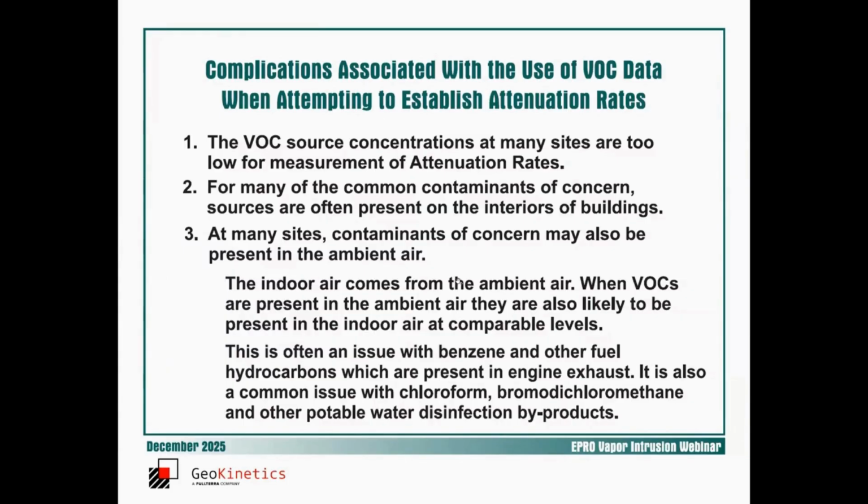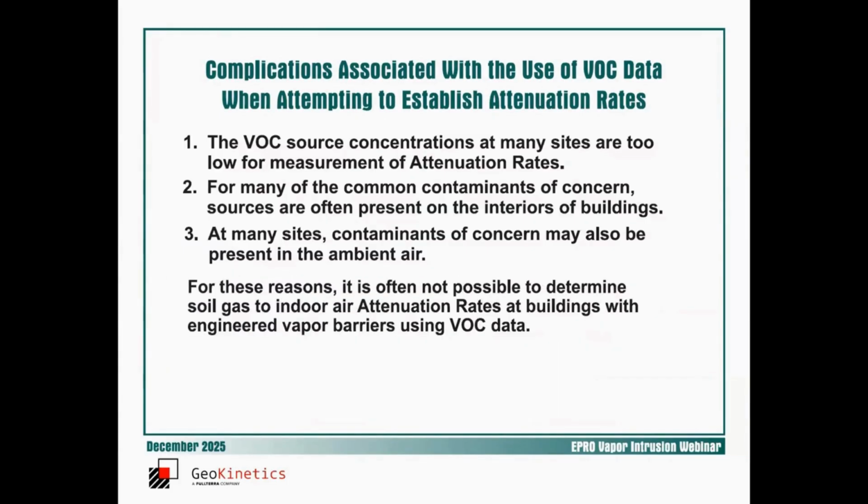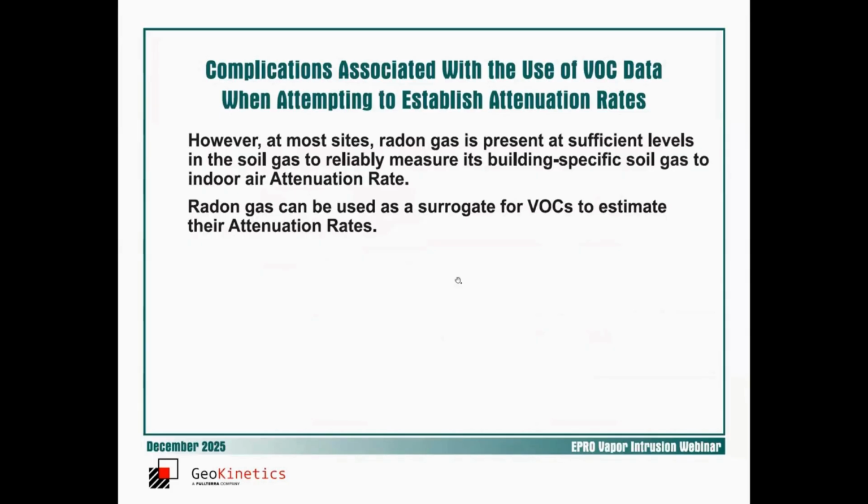So because of that, we typically measure the attenuation rate of a vapor barrier using radon gas as a surrogate for VOCs. I would say in less than 2 or 3% of the projects we have are we able to measure an attenuation rate using VOCs. It's a very small number because the attenuation rates for these barriers are very, very high, and we typically can't find detectable levels of VOCs in the indoor air.